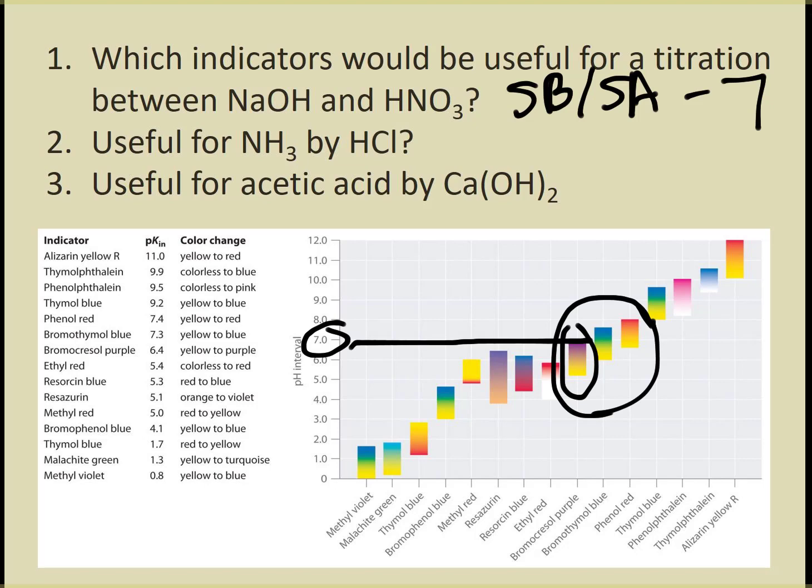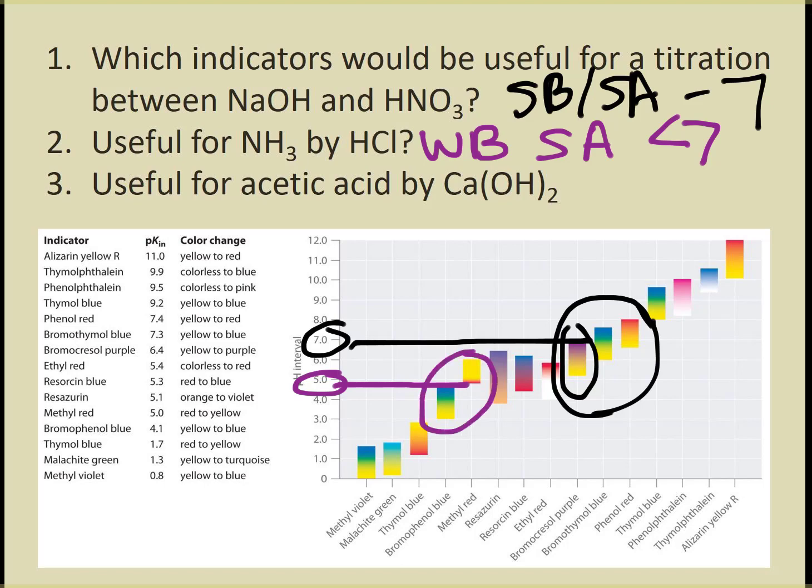Let's do the next one. It says ammonia and HCl. So this is a weak base and a strong acid. So I'm going to end up with a pH of less than 7, so maybe a pH of like, I don't know, 5. So where's 5? 4 or 5. So come over here, and I would want to use any of these. Okay. So again, just as long as you're close.